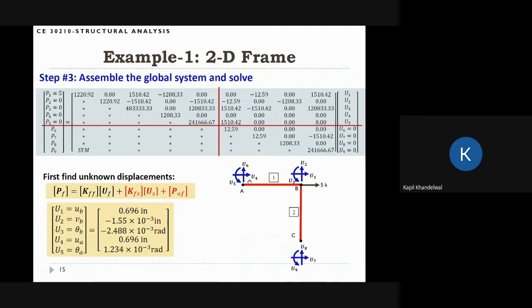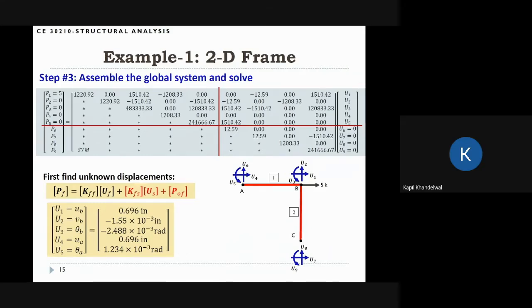U4 was actually UA, so it's a horizontal displacement at A. So this is in inches. And U5 was the rotation, so this is in radians. I have to be careful with the units that I'm using to write these answers.